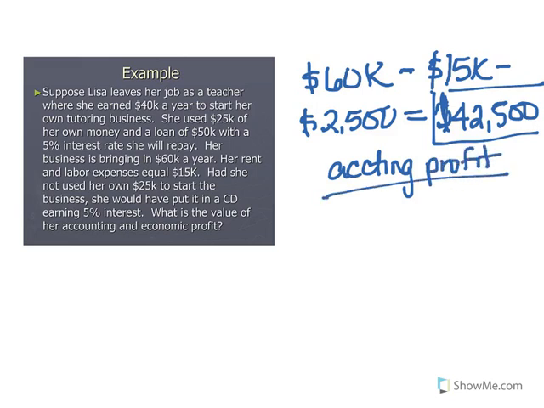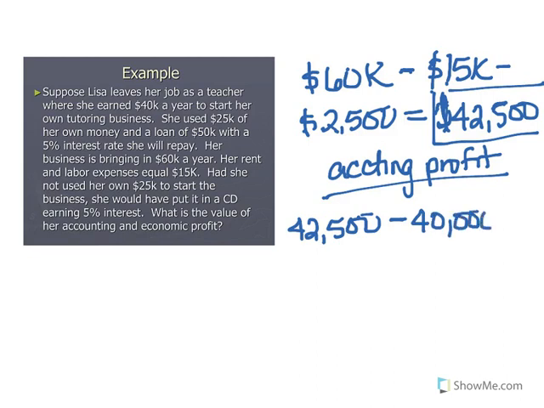Now we want to see what is her economic profit, and that is where we take out any of the implicit costs. In other words, the opportunity costs not accounted for in the accounting profit. So we take the value of the accounting profit, which was $42,500, and then we subtract out, again, any opportunity cost not accounted for. So it does say she was making $40,000 a year, so that was the value of her labor, so we have to subtract out that.